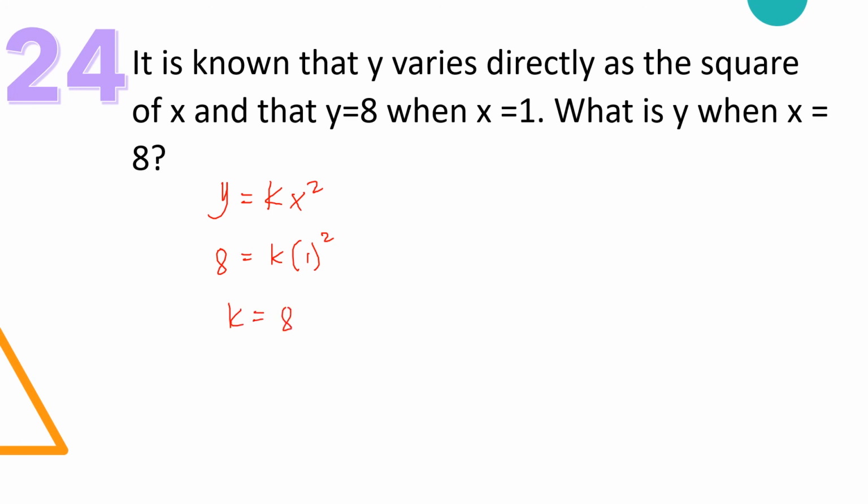Hence, the equation of variation is y is equal to 8x squared. We can get the value of y substituting x is equal to 8. y is equal to 8 times 8 squared. Then y is equal to 512.